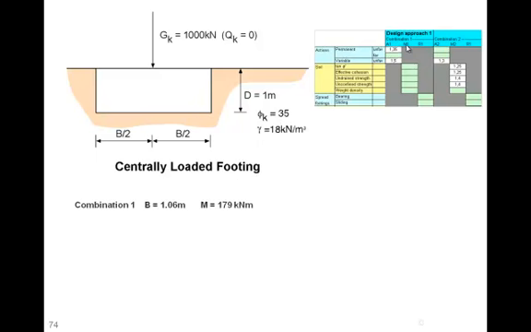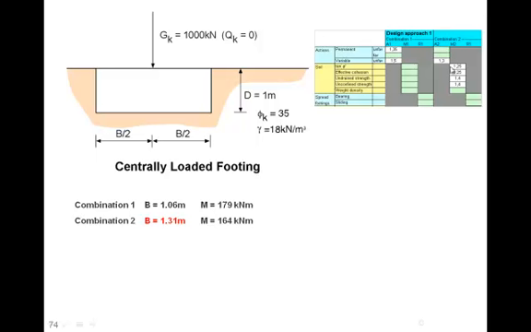If we look at combination 1, we would have factored the loads but not the material properties, so we'd get Nq and N gamma in this case from the characteristic angle of shearing resistance here of 35 degrees, and we could compute that the width of the footing had to be just over a meter, and the bending moment in it 179 kilonewton meters.